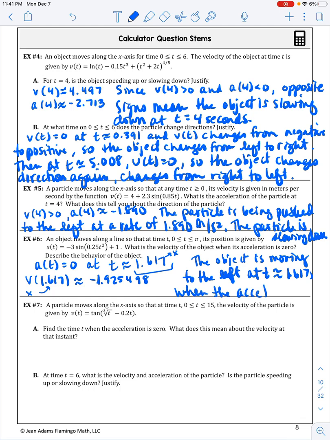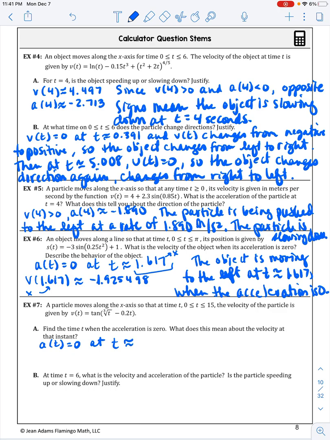Because that is what we found. That's how we found that t value. We knew we were looking for when our acceleration was 0. Okay? And then a particle moves along the x-axis, and the velocity of the particle is given by that. Find the time t when the acceleration is 0. So again, we're looking for a t when our acceleration is 0.